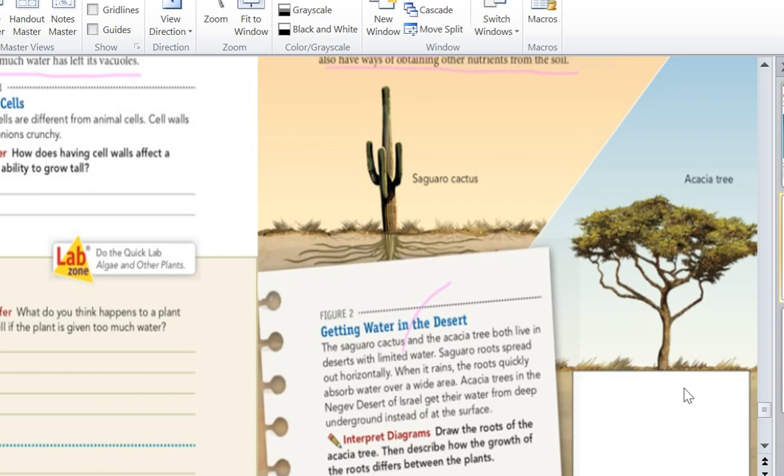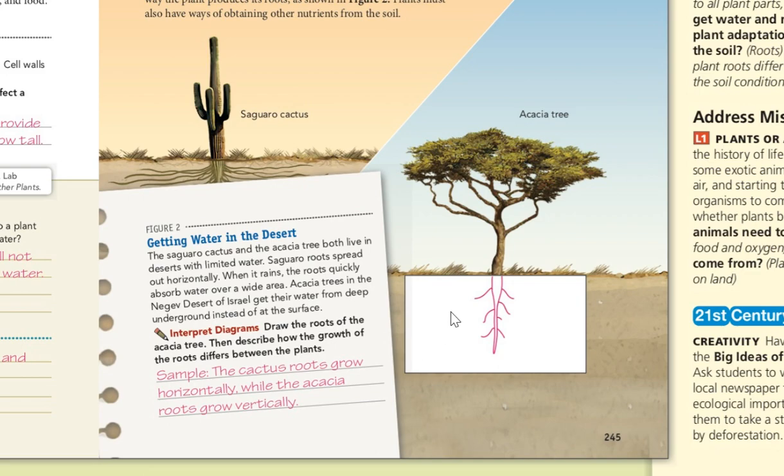But acacia trees get water from deep in the ground. So what do you think will be the shape of its root? Does it grow horizontally or vertically? Yes, it grows vertically to get water from deep in the ground. This is how it looks. You can draw it and answer the question.